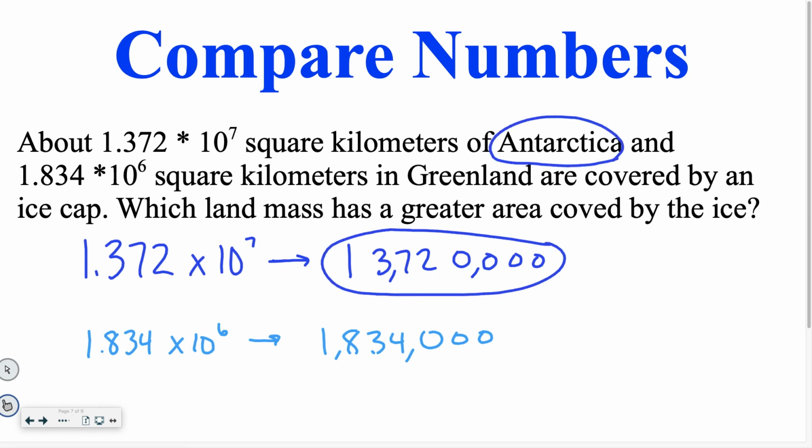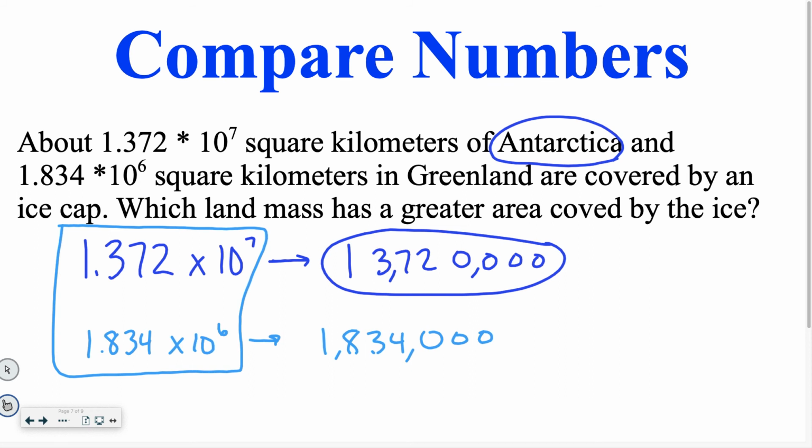Okay. Now, what if you didn't want to actually convert it to standard form? How do you compare when they're still in scientific notation? Okay, so if you look at these first two numbers, the first thing that you can do to compare if a number's bigger is you look for which one has the bigger exponent. So if you look at Antarctica, it had a 7 for an exponent. That means that it's going to have one more digit than our other number, because our other number only had an exponent of 6.